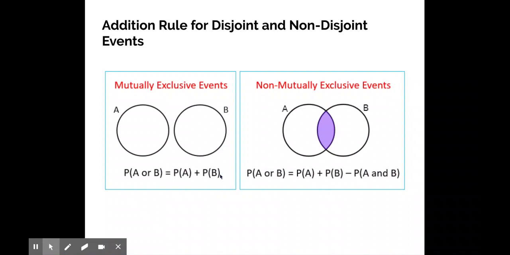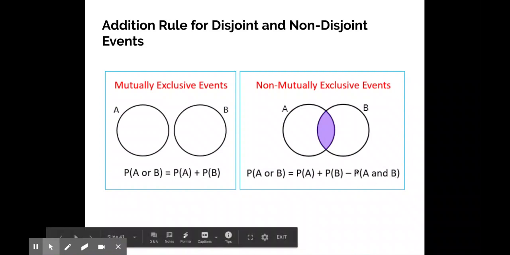But the problem is I double counted that 2, right? I included rolling a 2 as both satisfying A and satisfying B. But if I get a 2, it doesn't count twice. So I have to subtract off that intersection. So that's what we're doing here, okay?